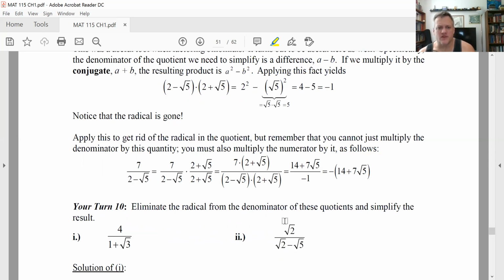All right, go ahead and give this a go and see what happens. Right, you want to get rid of the radical in the bottom in each case. See what happens.